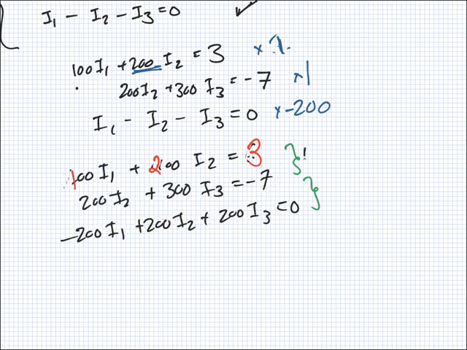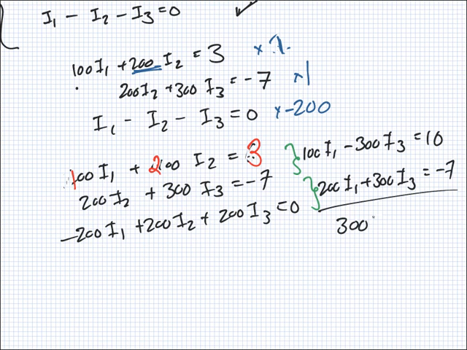100 I1. I2's cancel. Minus 300 I3 equals 10. 200 I1. I2's cancel. Plus 300 I3 equals minus 7. That's actually nice because I can add these together and get 300 I1 equals 3. So I1 is 3 over 300, so that's 1 over 100, so that's 0.01 amps. I think that you could say is 10 milliamps.